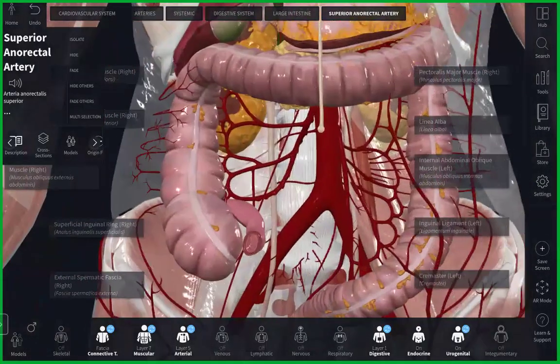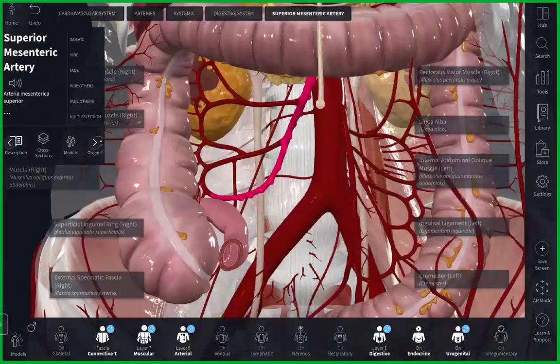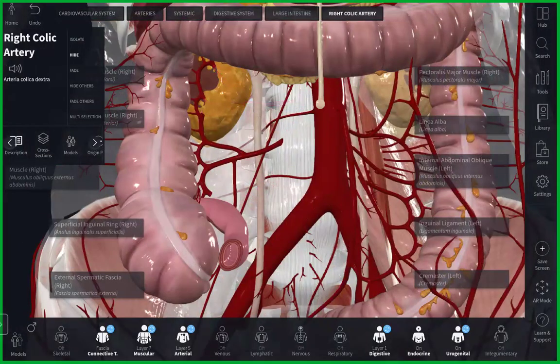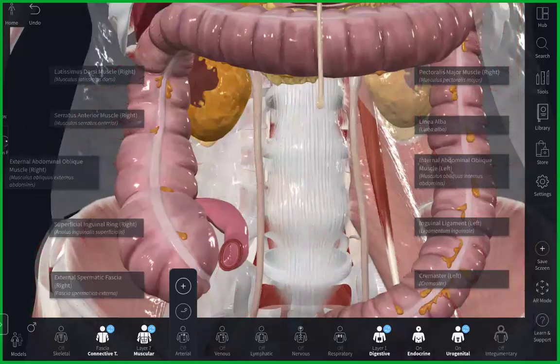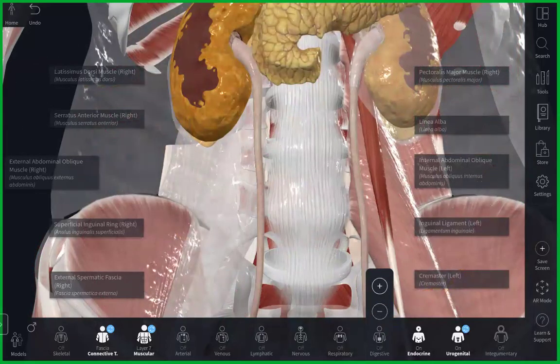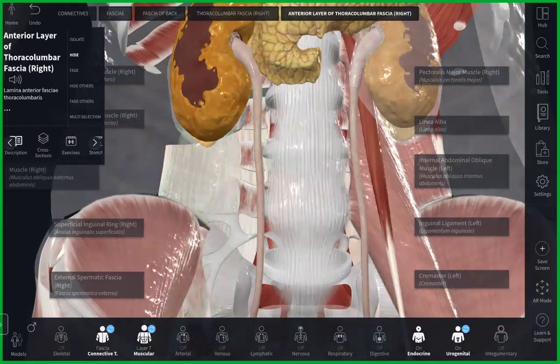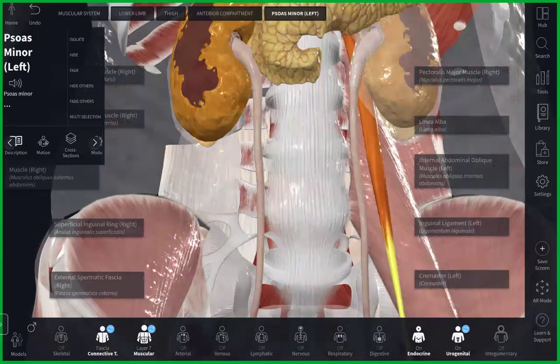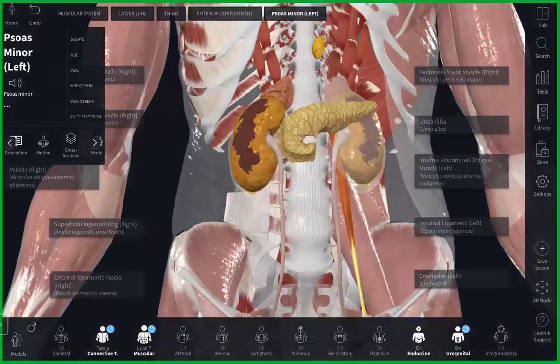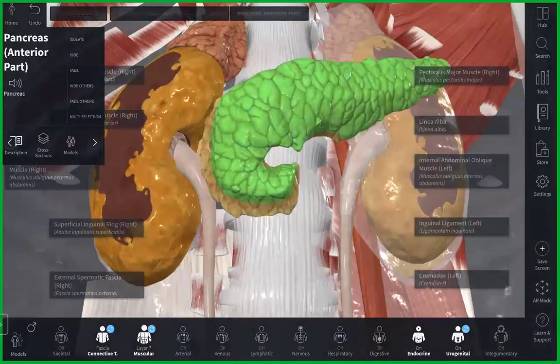I'll talk about arteries, and then I'm going to show you. Let me just hide the arteries. Digestive system. Let me show you the kidney later on. First, let me show you the pancreas.